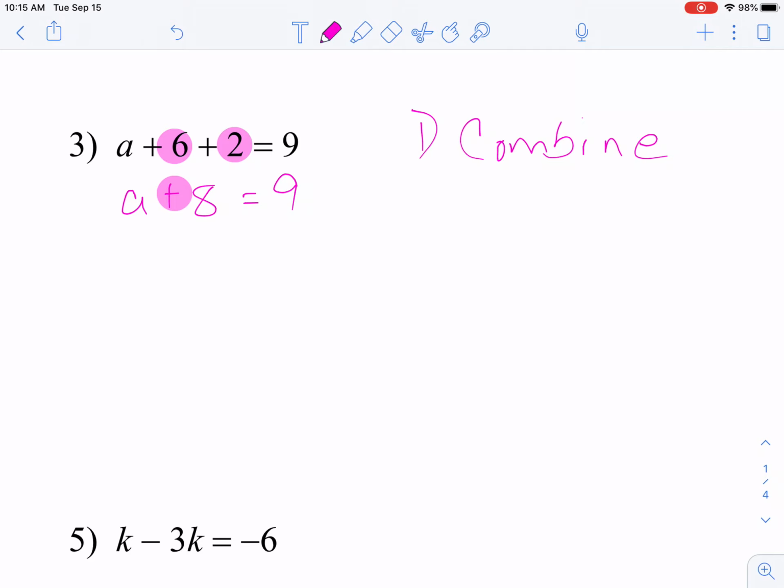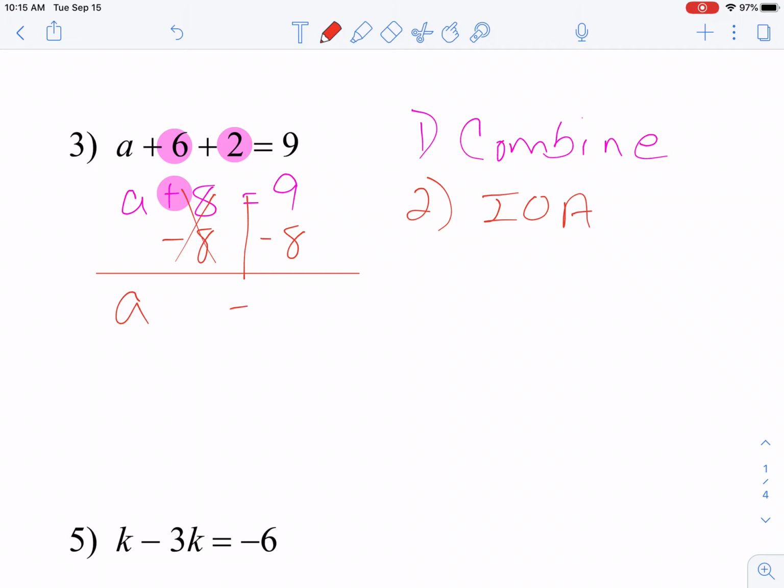So the second step to this would be to do the inverse of addition. So minus 8. Minus 8. And when I do the inverse, I do that on both sides. The A drops down, the 8s cancel. 9 minus 8 is just 1. And so that is actually my last step because A equals 1. There is nothing else to do. And so that completes these problems. We'll do a couple more tomorrow. You have 5 problems to do on your assignment.